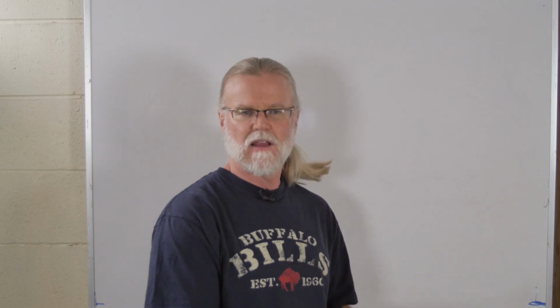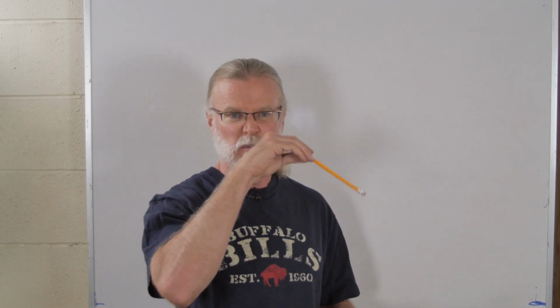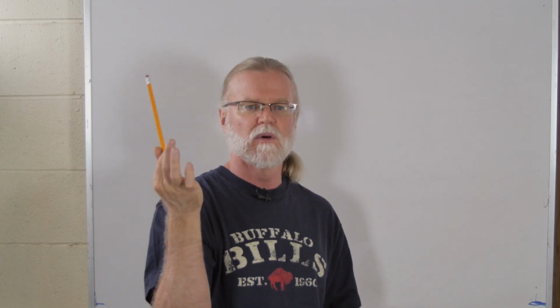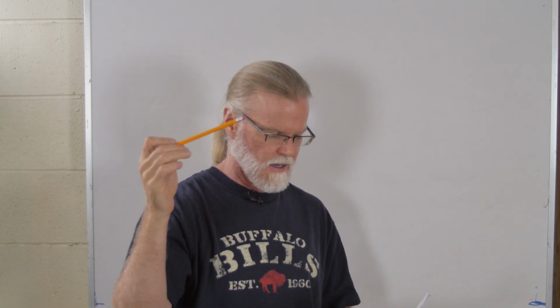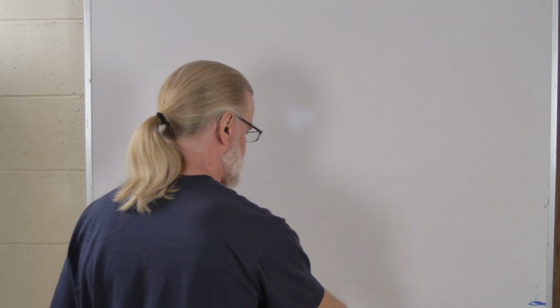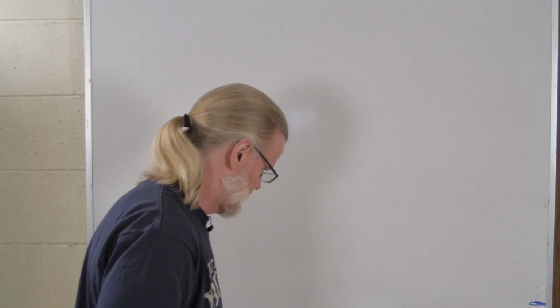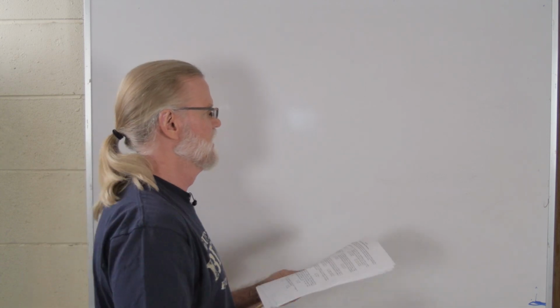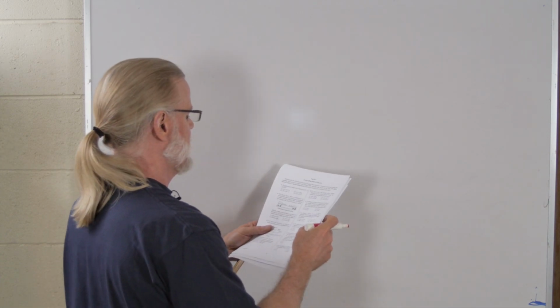First one, approximate length of an unsharpened number 2 pencil. Here is a number 2 pencil. It's sharpened a bit, so if it was unsharpened, it would be a bit longer. Now these approximation problems are usually just a question of, do you understand what scientific notation is and the approximate reasonable sizes of things.